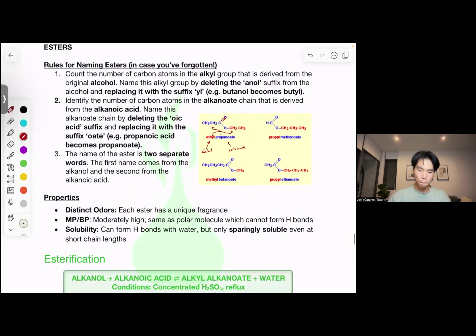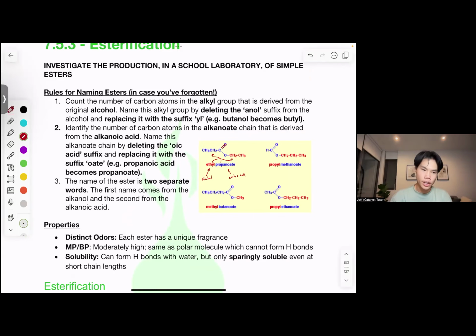Okay. Esters, they have distinct fragrances, so we know them to smell pretty garbage in our labs. They're really bad, the ones we make in our labs, but they're meant to smell okay. Melting point, boiling point, they're moderately high. What intermolecular forces can an ester form with itself? Can it form H bonding?